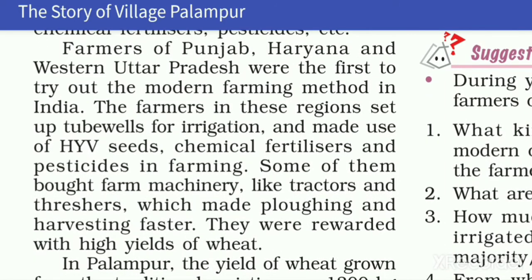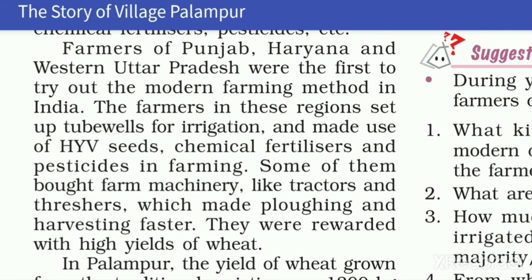The use of HYV seeds, meaning high yielding variety seeds, good irrigation, chemical fertilizers, pesticides, etc. is part of modern farming methods. And you should know that the farmers of Punjab, Haryana and Western UP were the first who tried out modern farming methods in India. These farmers also took the help of agriculture machines like threshers.